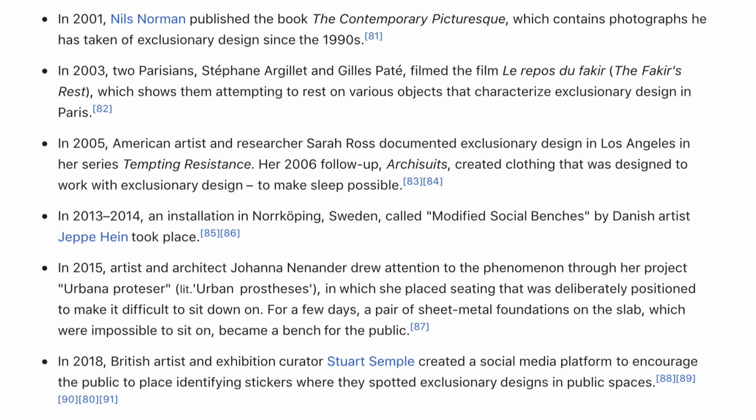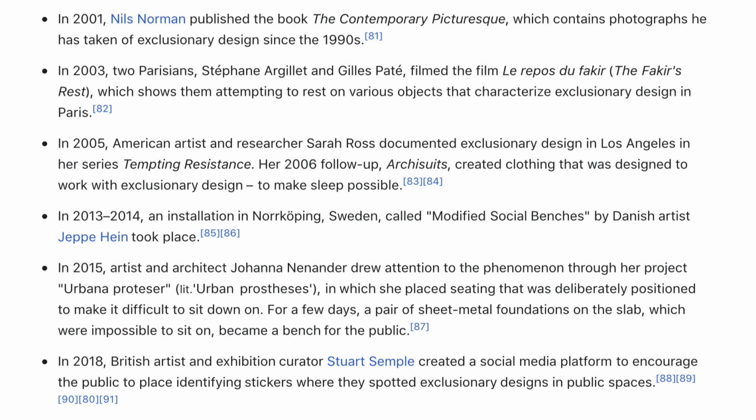In 2015, artist and architect Johanna Nenader drew attention to the phenomenon through her project Urbana Protester, literally urban protheses, in which she placed seating that was deliberately positioned to make it difficult to sit down on. For a few days, a pair of sheet metal foundations on the slab, which were impossible to sit on, became a bench for the public.